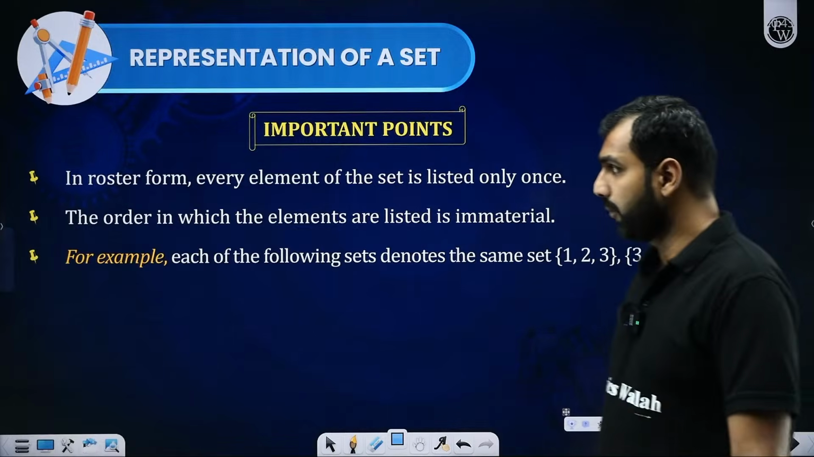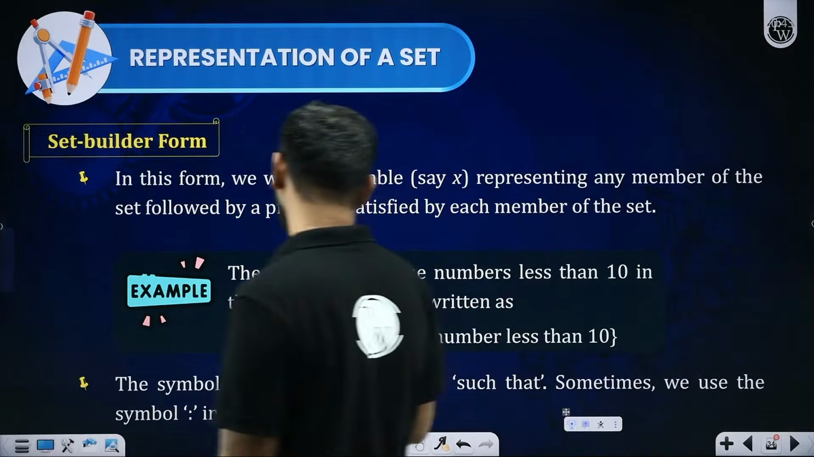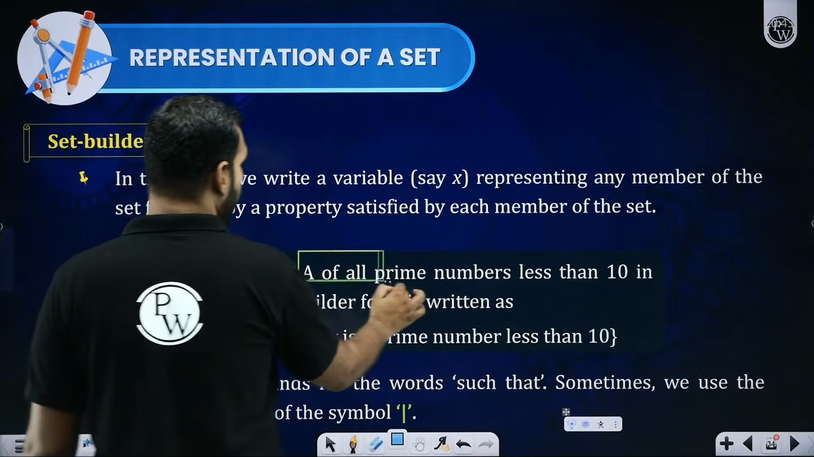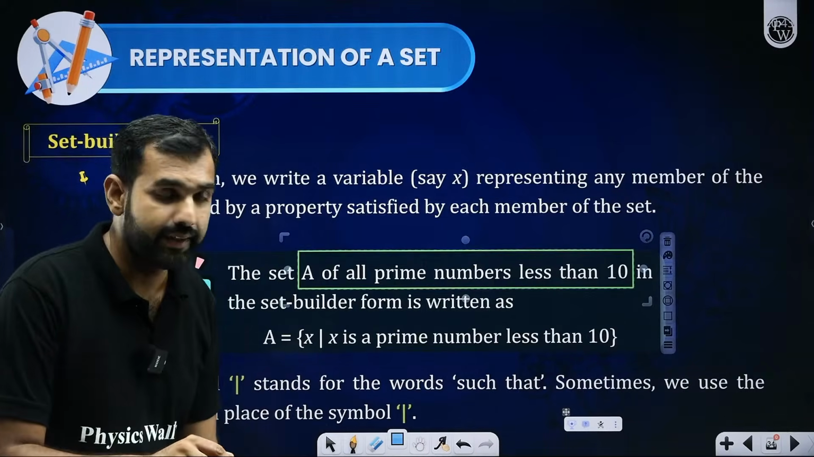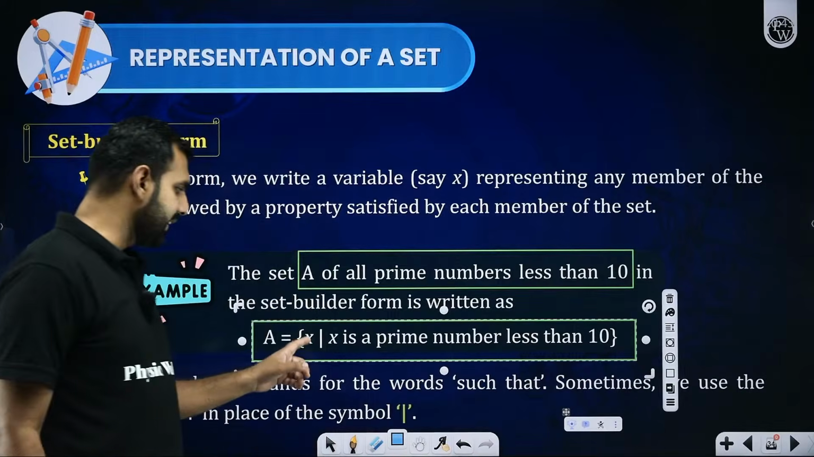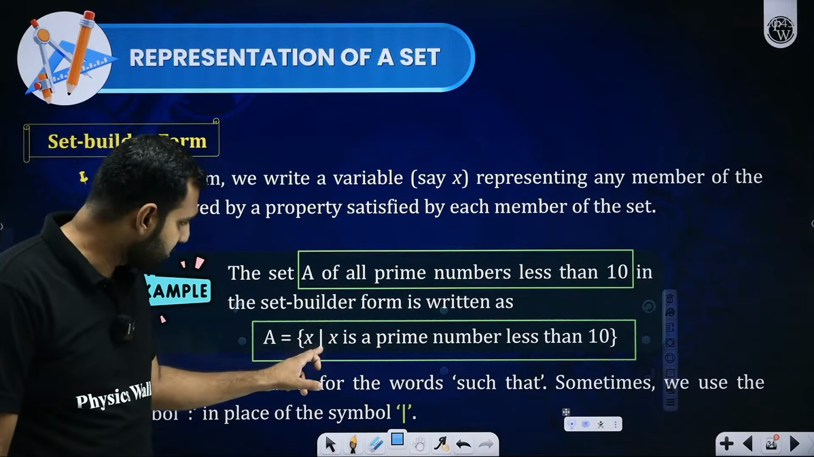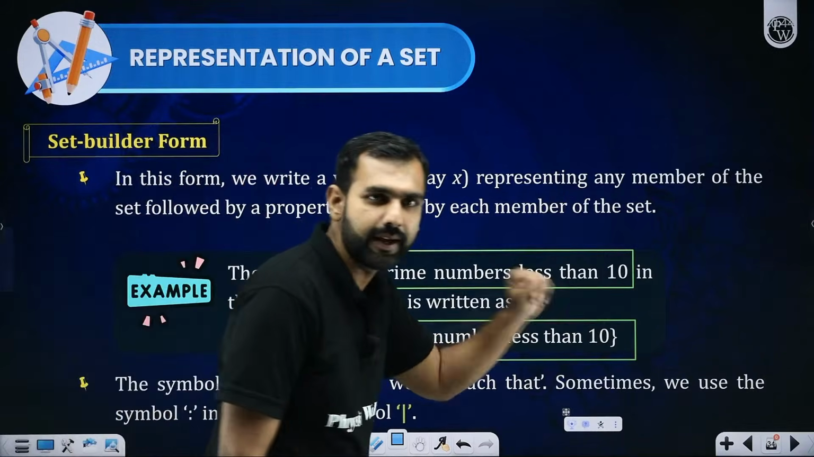But there's one more form, which is called set builder form. We'll talk about that, don't worry. In set builder form, this is how we write it. There is a set A of all prime numbers less than 10. So in set builder form, how do we write it? We write it like this. There is a set A which contains X such that, this line is read as such that, X is a prime number less than 10.